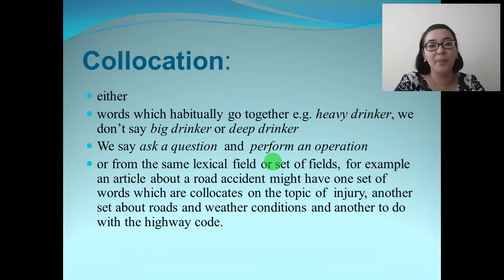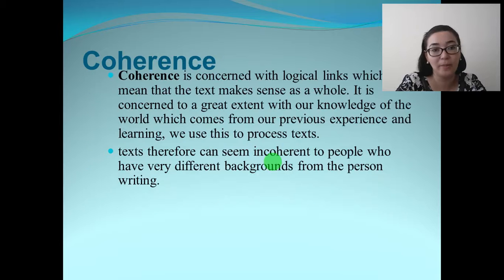Collocation is words which habitually go together. We don't say big drinker or deep drinker. We should say heavy drinker. We say ask a question and perform an operation. Collocation can also be from the same lexical field or set of fields. For example, an article about a road accident might have one set of words which are collocated on the topic of injury, another set about roads with the conditions, and another to do with the highway code.